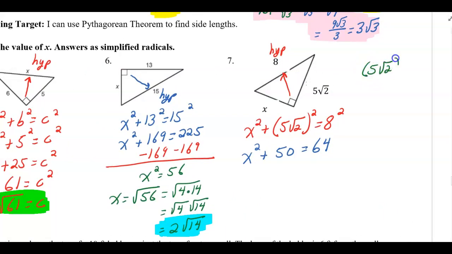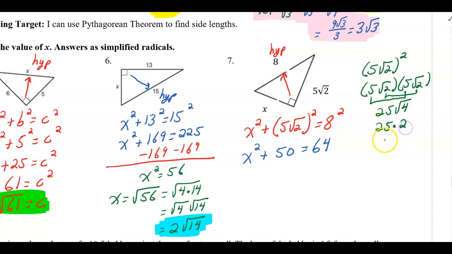So here in green, that means 5 root 2 times 5 root 2. You multiply the 5s, you get 25. You multiply the square roots, you get the square root of 4. The square root of 4 is 2, and then 25 times 2 is 50. So if you didn't use your calculator, that's how you would get 50.